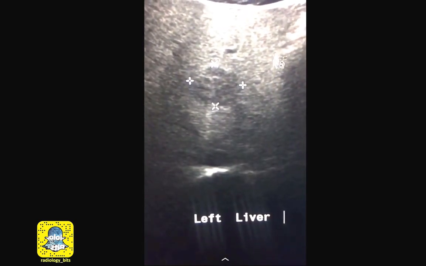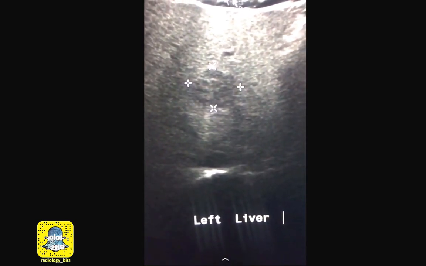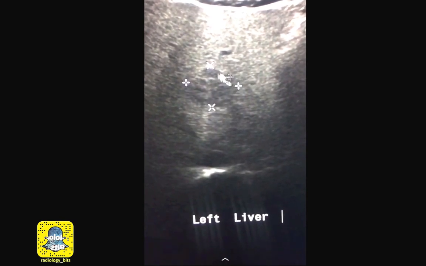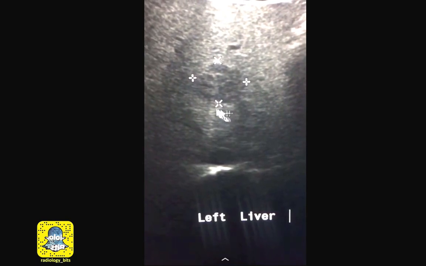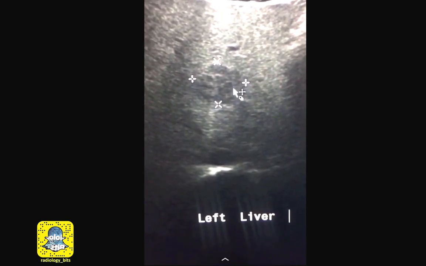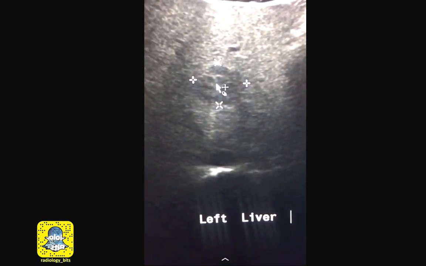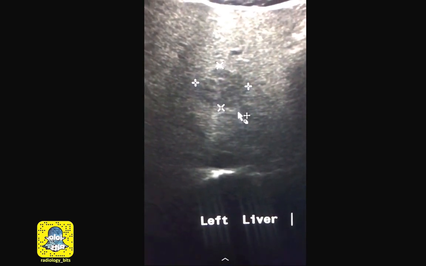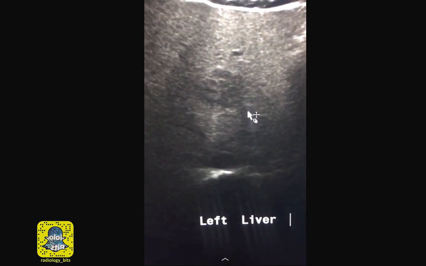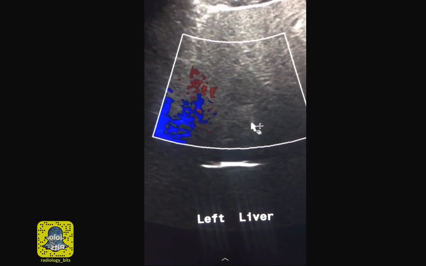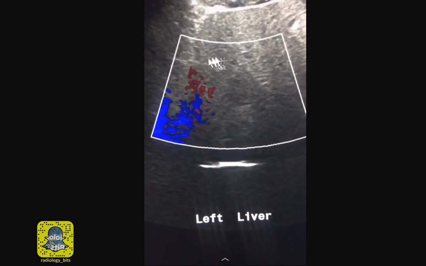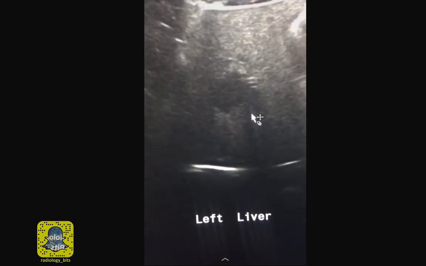The image concentrates on the left hepatic lobe. This is normal liver, and there is this focal area of abnormality. So it's a well-defined focus of decreased echogenicity, what we call hypoechoic. Whenever such a thing is seen, we apply Doppler to assess for vascularity, and not much vascularity was there.